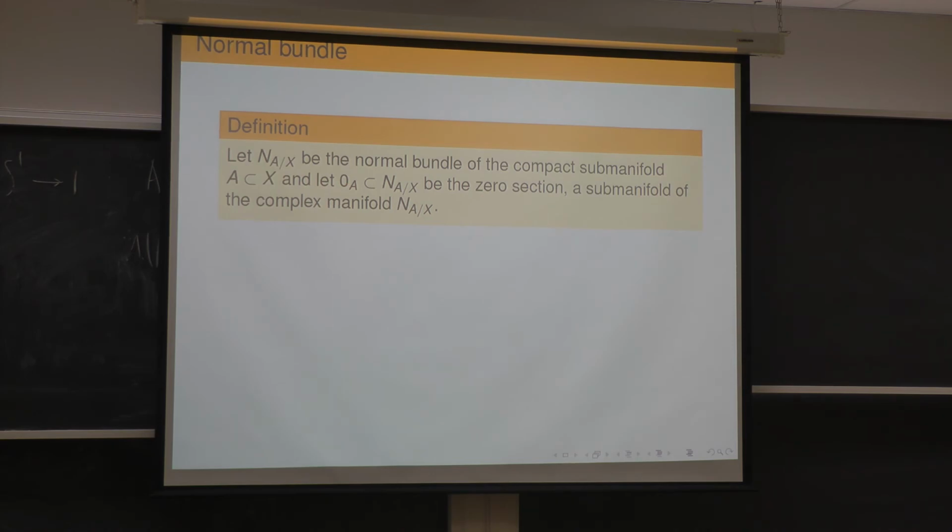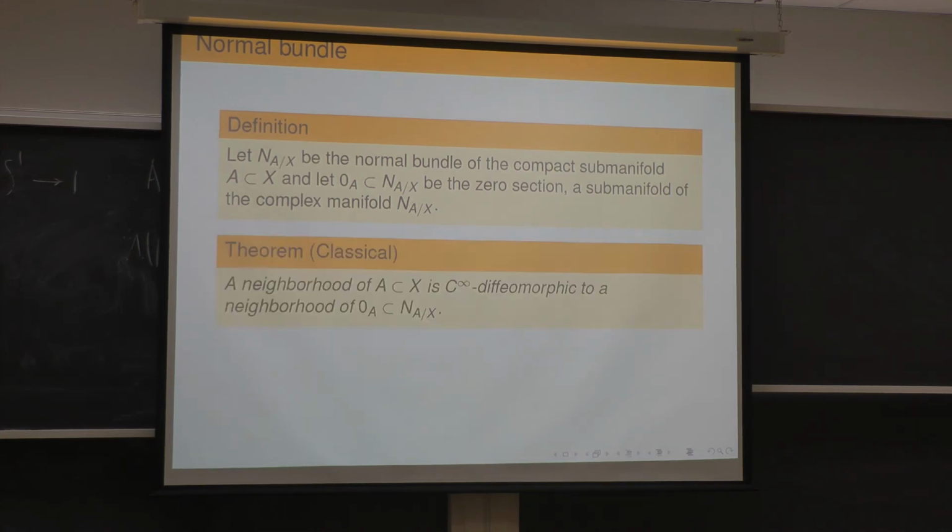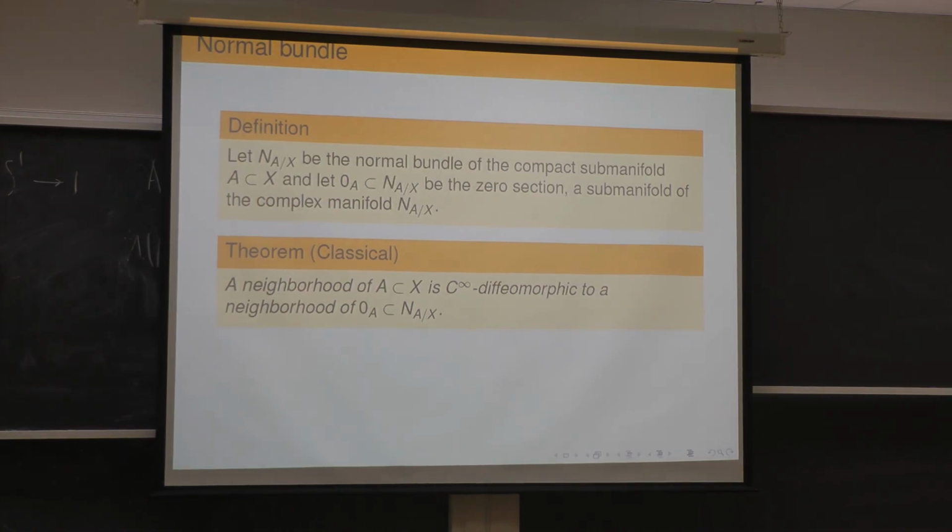I denote by 0_A the zero section inside the normal bundle, when we regard the normal bundle as a complex manifold. And then the classical result is that a neighborhood of the submanifold is smoothly diffeomorphic to a neighborhood of the zero section. What's the name? This is the tubular neighborhood theorem.